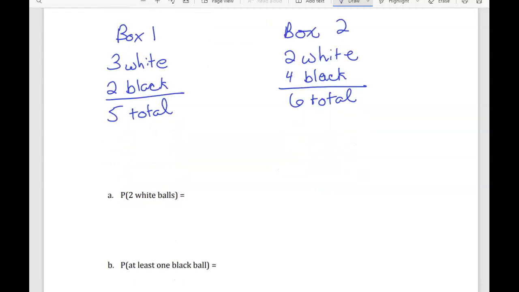So the first one, we want to know the probability that 2 white balls are drawn. So we want a white and a white. So we want a white from box 1 and a white from box 2. The probability of drawing a white from box 1 is going to be 3 out of 5. And the probability of drawing a white from box 2 is going to be 2 out of 6. So we multiply straight across. So that's going to be 6 out of 30, which simplifies into 1/5.